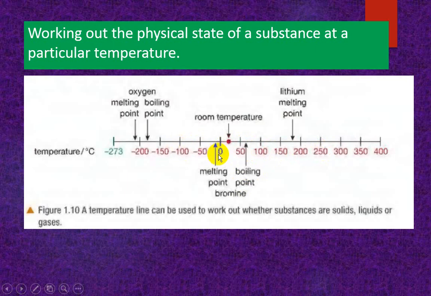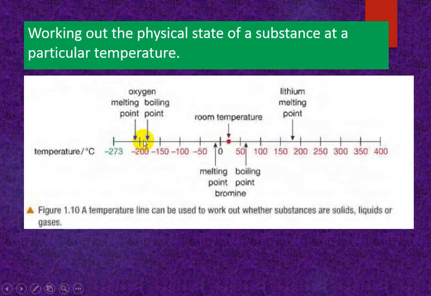When it passes the melting point, it is liquid. After melting and before boiling, it is liquid. So in this range, bromine is liquid. After the melting point and before boiling, it is liquid. After the boiling point, it is gas. Before the melting point, bromine is solid.